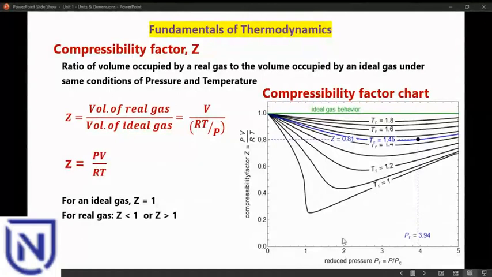Say reduced pressure is 2, reduced temperature is 1.2. Here it is. So at this point, what is the Z value? This is around 0.6. Likewise, you can find out the Z value for a non-ideal gas. For an ideal gas, it will be 1, the green bar.